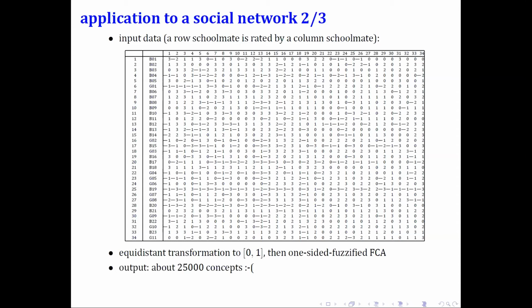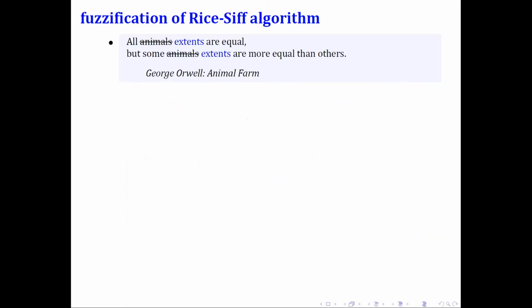We obtained 1,000 concepts. It is not very good because how to interpret such a result? It is not possible for a class teacher to interpret such an amount of concepts. So it means that we need some reduction of these numbers. So we applied this very well-known quotation of George Orwell from Animal Farm, that all animals, in our case all extents, are equal, but some extents are more equal than others.